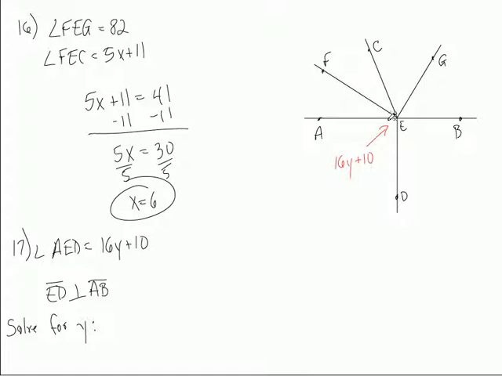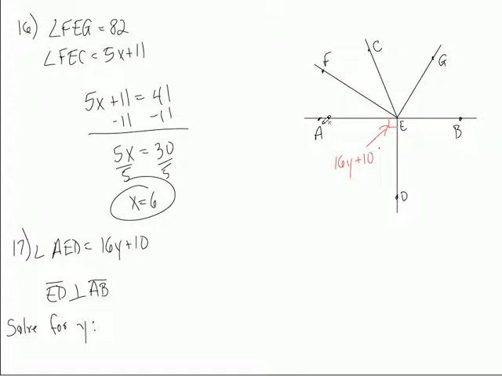If it's perpendicular, what kind of angle do we have here? It's a right angle. That's right. So I'm going to put a little right angle. So tell me something. This is very similar to what we did in number 16, isn't it? This is equal to what? This is a right angle, right? How many degrees is a right angle? So what's 16y plus 10 equal to then?